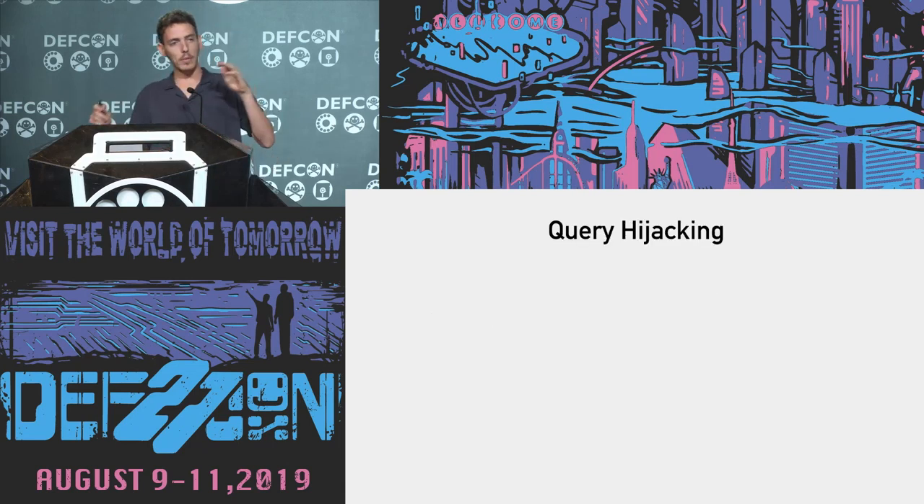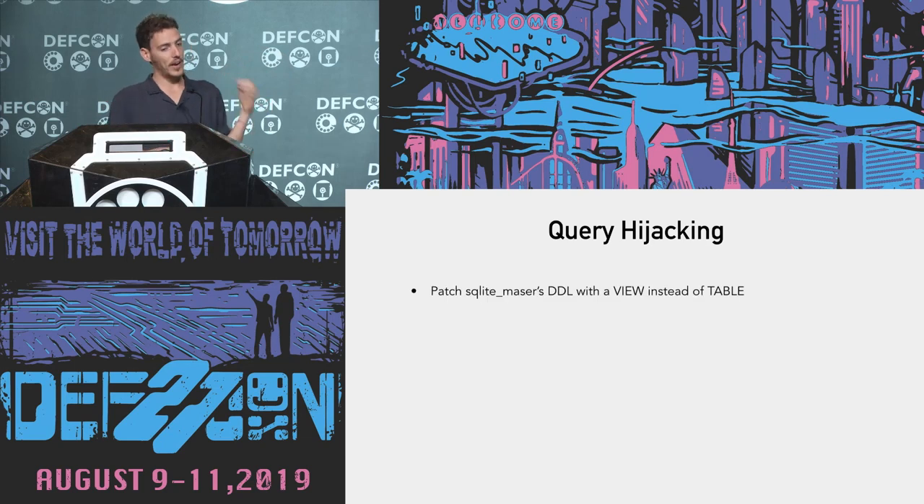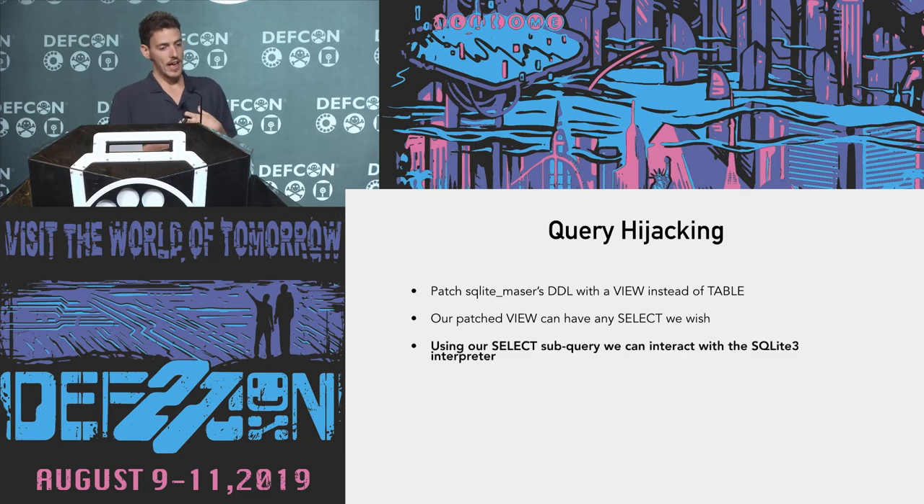So we move on to the concept of query hijacking. We are going to patch the SQLite master DDL with a view instead of a table. And our patched view can actually have any select that we wish. And now using our select subquery, we can actually interact with the SQLite interpreter. And this is a huge step forward, right? Because the query was uncontrollable by us at first. So now we have some control over it. Let me show you an example.